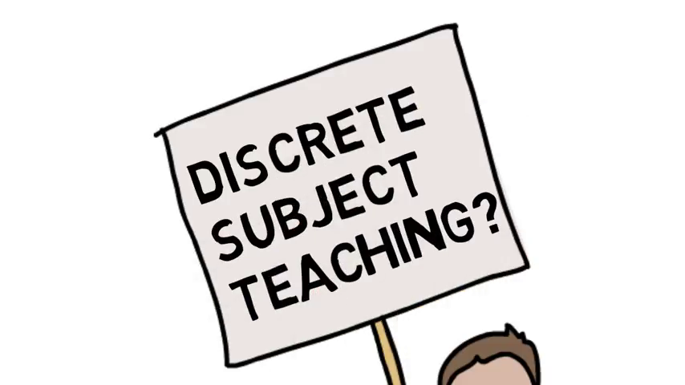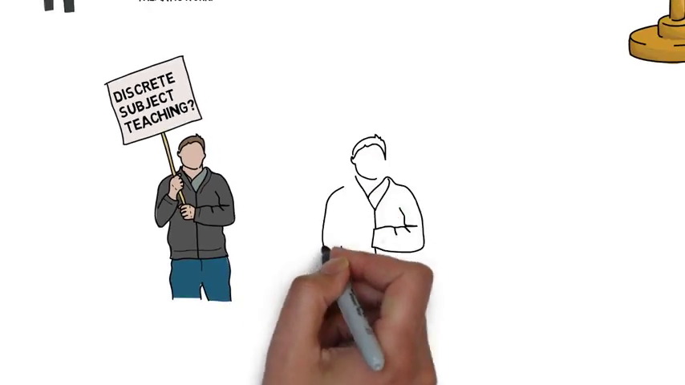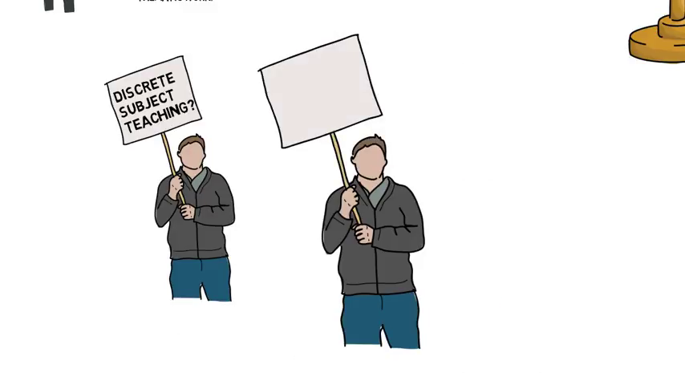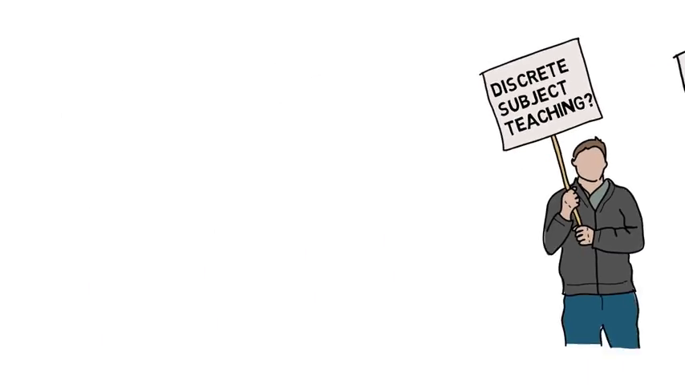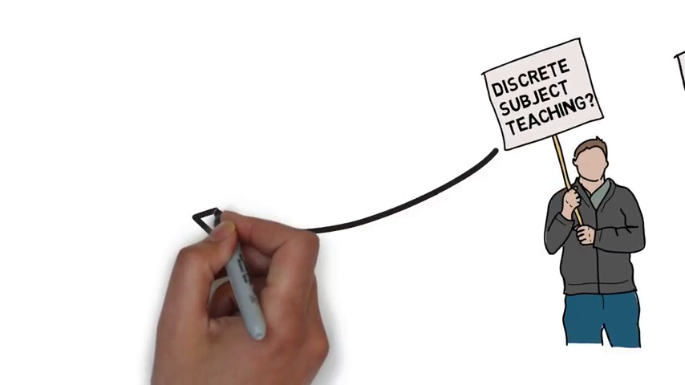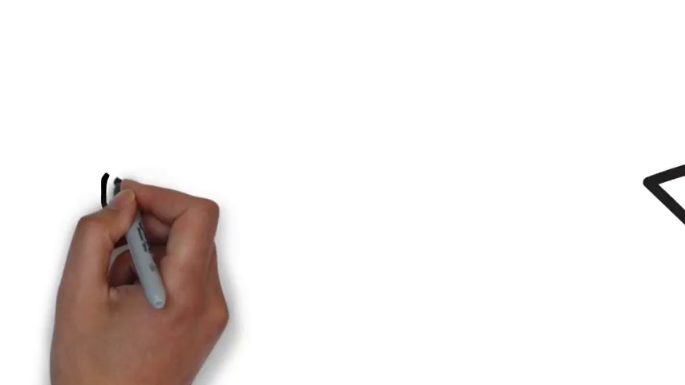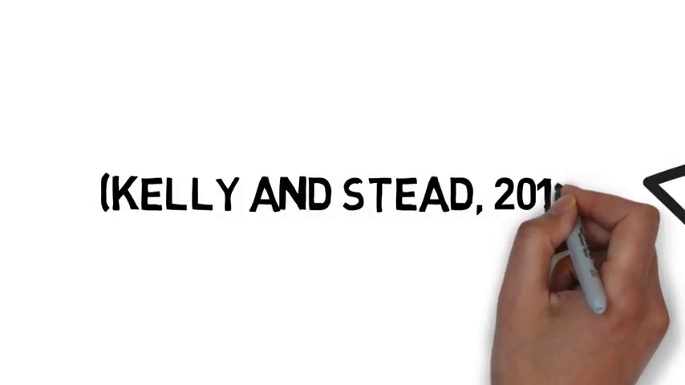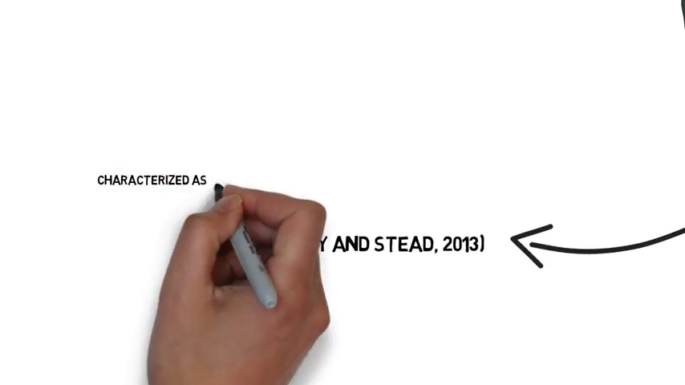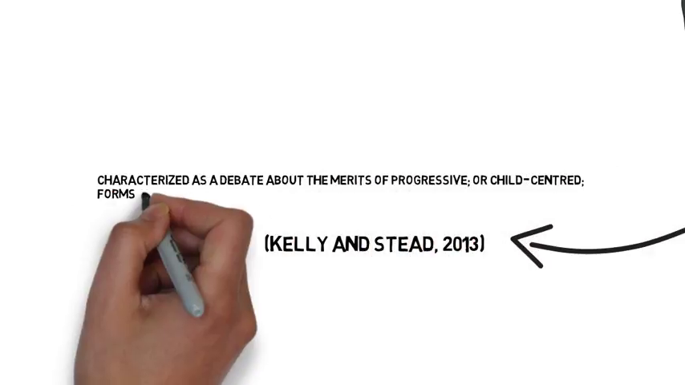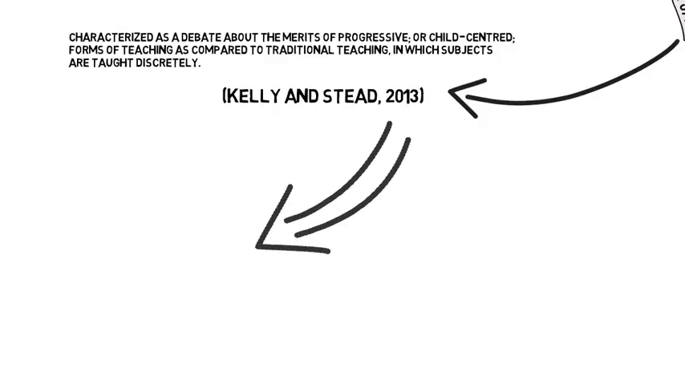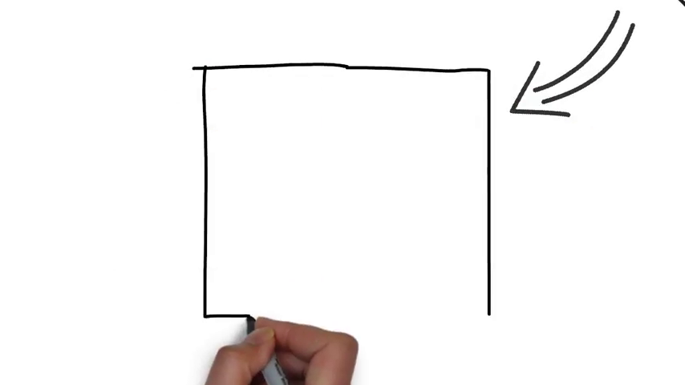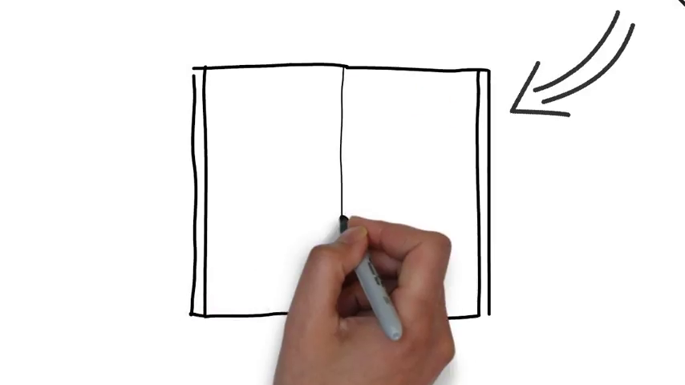Kelly and Steed 2013 stated that a cross-curricular approach in the primary curriculum has been the subject of debate for some considerable time, and has tended to be characterised as a debate about the merits of progressive or child-centred forms of teaching as compared to traditional teaching in which subjects are taught discretely. As has already been suggested, cross-curricular work has been associated with more child-centred constructivist approaches to primary education, which in the last century was endorsed by the Hadow Report of 1931 and the Plowden Report of 1967.